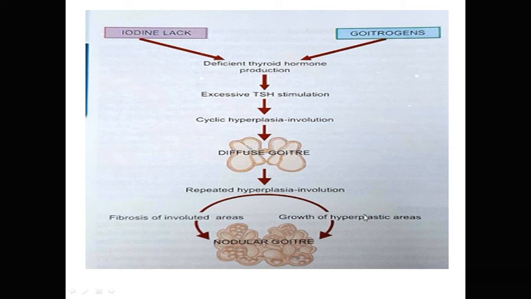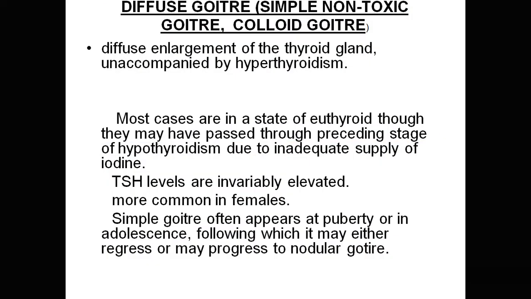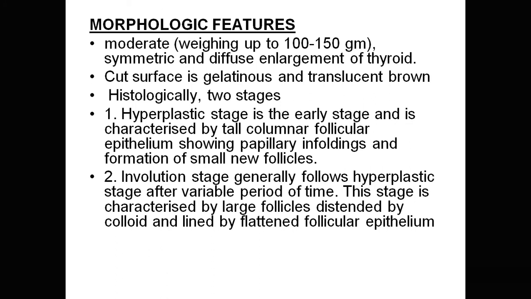There is fibrosis of the involuted area and growth of the hyperplastic area. So there is asynchrony between the thyroid follicles or thyroid nodules. In some areas there is fibrosis and involution, and in some areas there is growth. Simple non-toxic goiter, or colloid goiter, is a diffuse enlargement of the thyroid gland unaccompanied by hyperthyroidism. So the patient is mostly in a euthyroid state. TSH level is invariably elevated, and it most commonly occurs in females. The cut surface is gelatinous and translucent brown, as shown in the previous photographs.